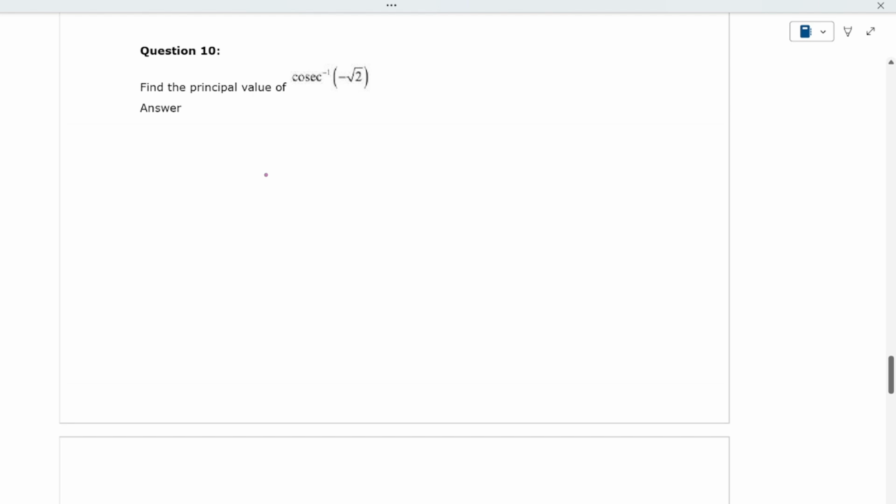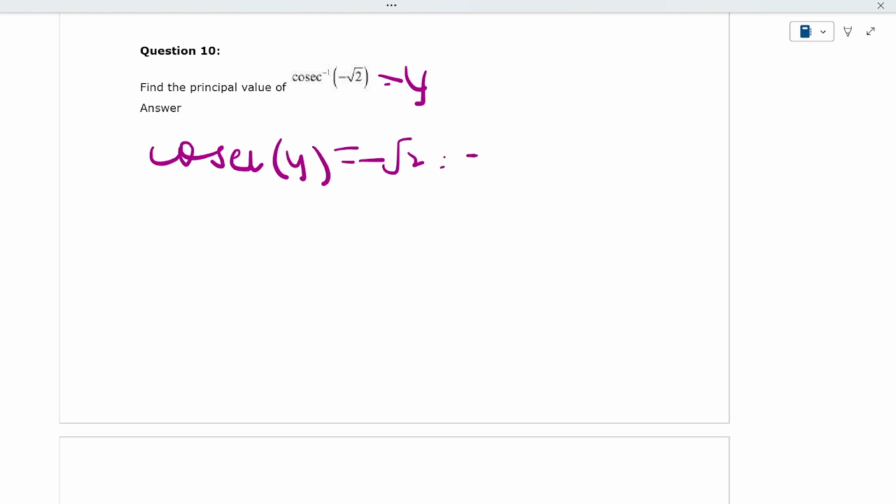Okay, next, 10th question, they have given as cosecant inverse of minus root 2. Okay, cosecant inverse of minus root 2 would be equal to the same. You do the thing as equal to y, and you bring this to here and this here. You will get as cosecant of y would be equal to minus root 2, and now the value would be equal to pi by 4. Okay, this minus you have to keep it as it is. For root 2 it is pi by 4.